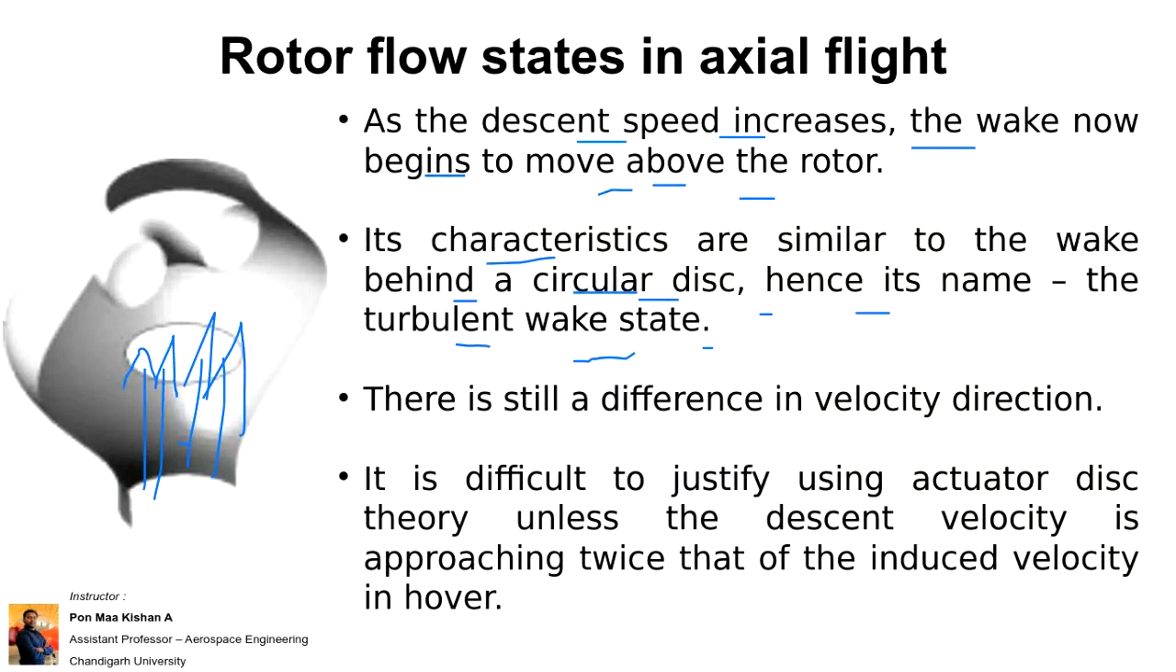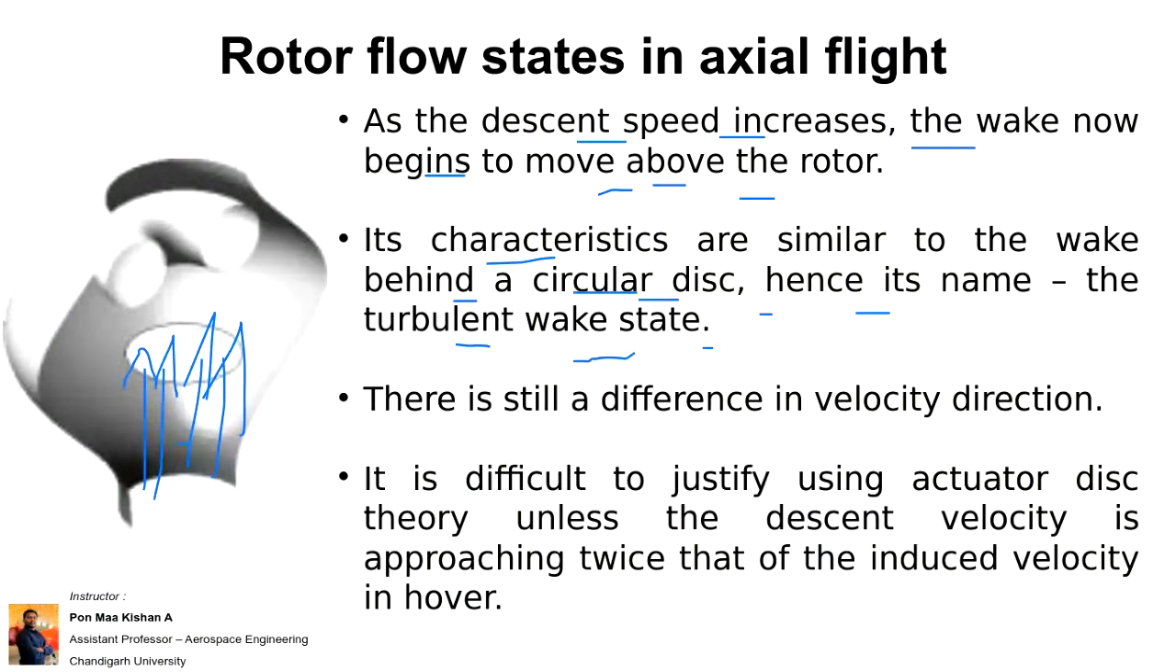So during descent, when speed increases, let's say 50 meters per second, the wake will move above the rotor, right? So that state is called the turbulent wake state. So this is the third state. First one is the normal working state, climb or hover. Second one is the vortex ring state, that is during moderate speed. Third one is the turbulent wake state, that is during higher speed, higher descent rate. Kindly consider that I have only spoken about the descent.